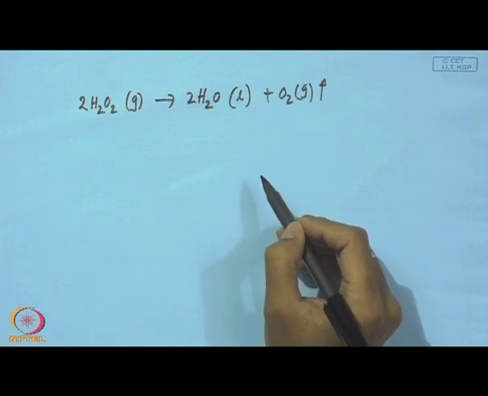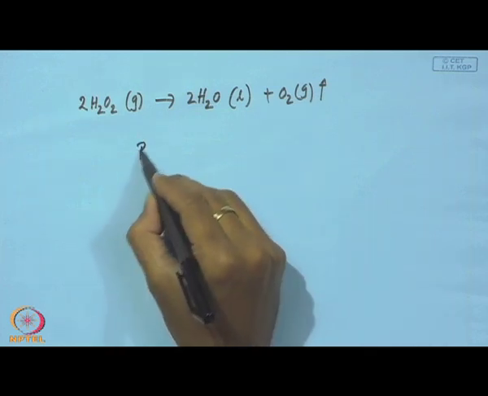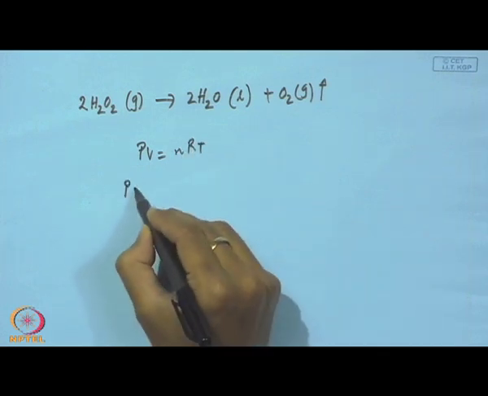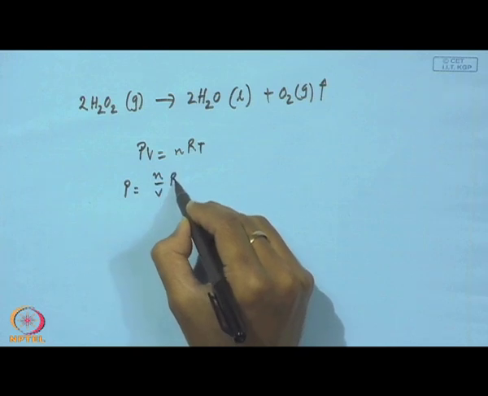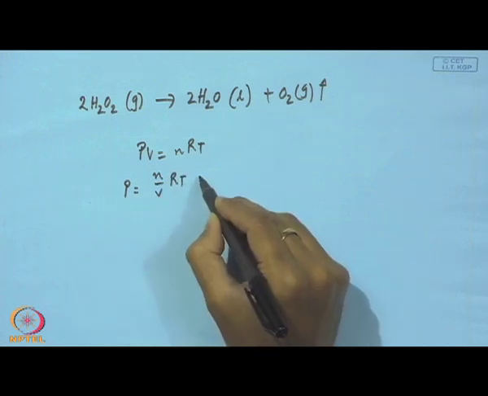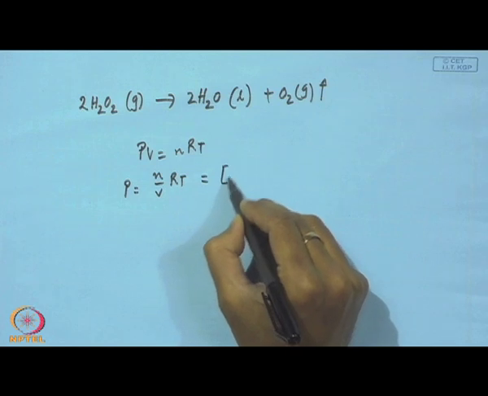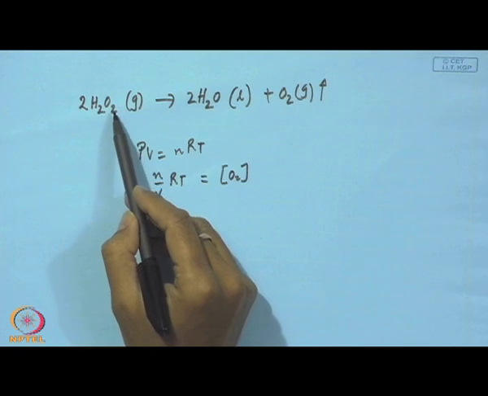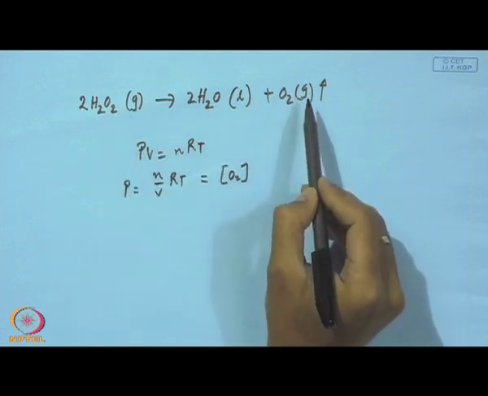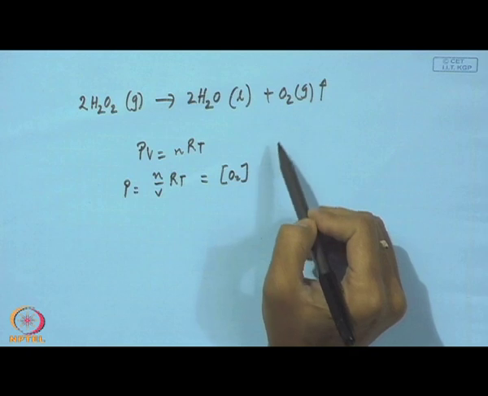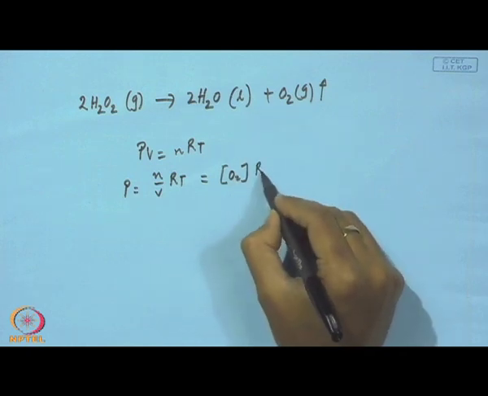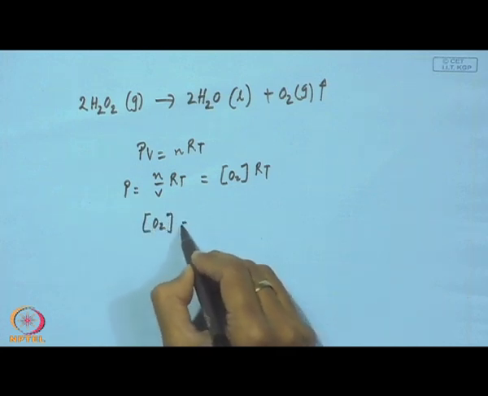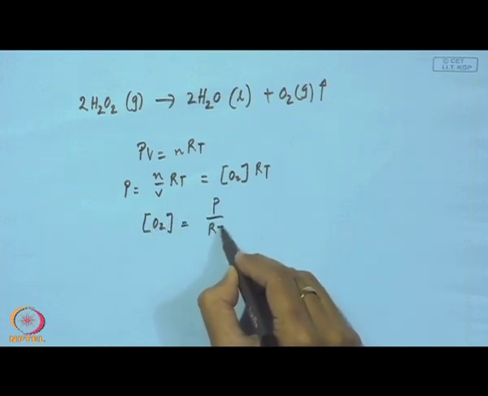In that case we can use the ideal gas equation, PV is equal to nRT. So, P is equal to n by V times RT. Here n by V is basically the concentration of O2, because no gaseous species is there on the left hand side. Only on the right hand side is oxygen the gaseous species. So, the concentration of O2 is equal to P by RT.